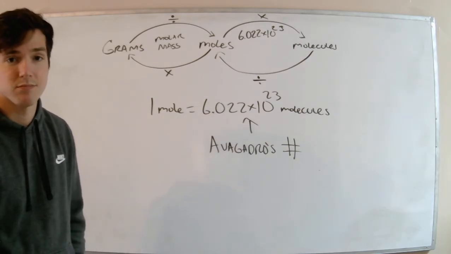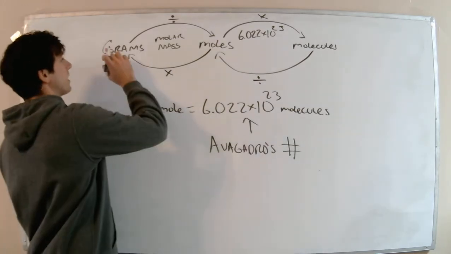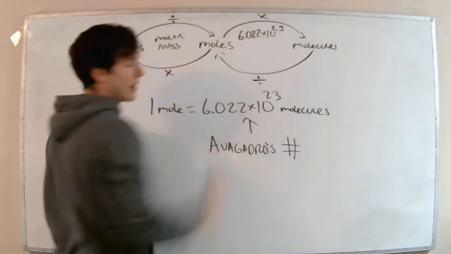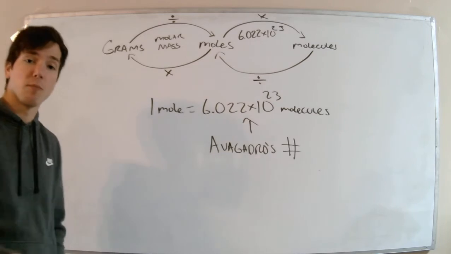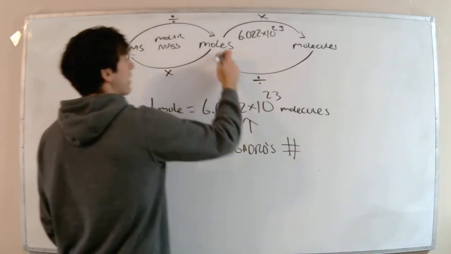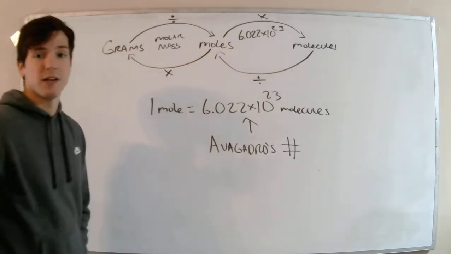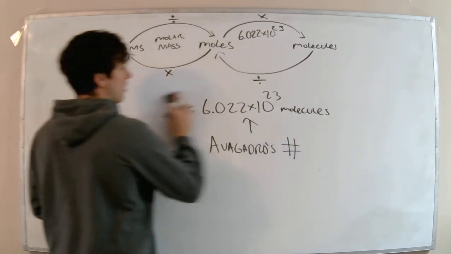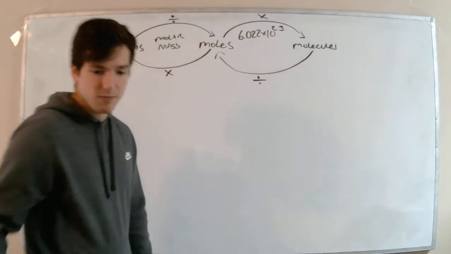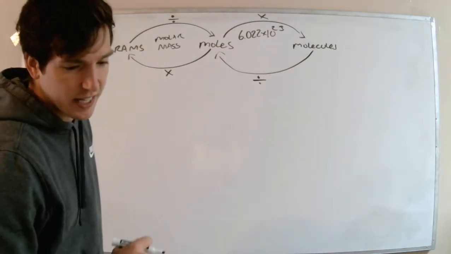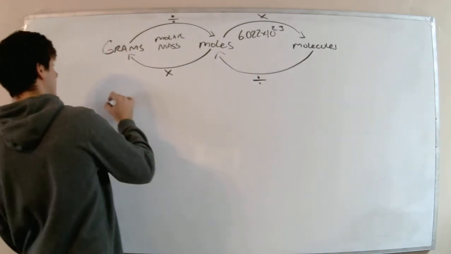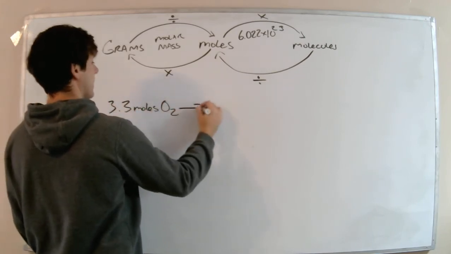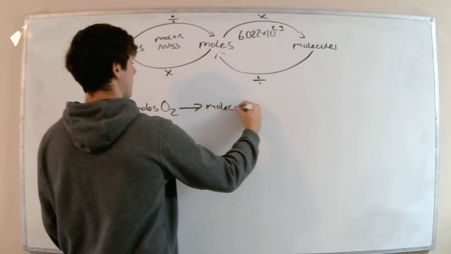Okay? So, again, if you want to go from grams to molecules, you just divide by molar mass, multiply by Avogadro's. If you want to go from molecules to grams, you just divide by Avogadro's and multiply by molar mass. Let's do a couple where we're going from moles to molecules. Let's just say that I have 3.3 moles of O2 and I want to go to molecules.